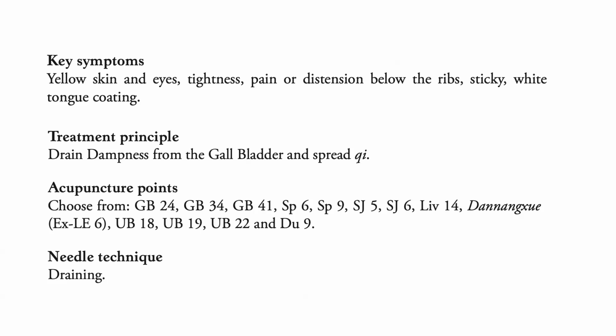For the acupuncture points, you can choose from gallbladder 24, gallbladder 34, GB41, spleen 6, spleen 9, Sanjiao 5, Sanjiao 6, liver 14, Dannangxue, the extra point on the leg, UB18, UB19, UB22, and Du9. The needle technique is draining.